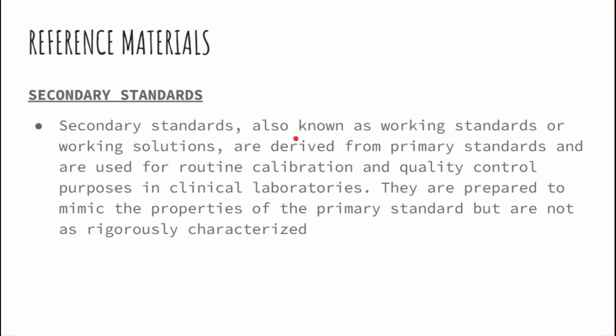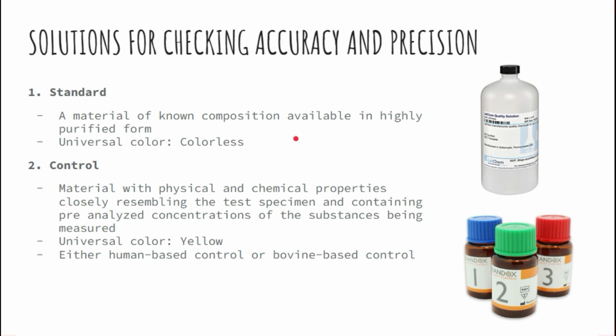They are prepared to mimic the properties of the primary, but they are not as rigorously characterized. But still, this is okay to be used for daily monitoring of QC and routine calibrations po. So speaking of standards, here are the following solutions for checking accuracy and precision in the laboratory. So we have two, either the standard or the control. The standards po, the primary and then the secondary one, is a material again of known composition that is available in a highly purified form.